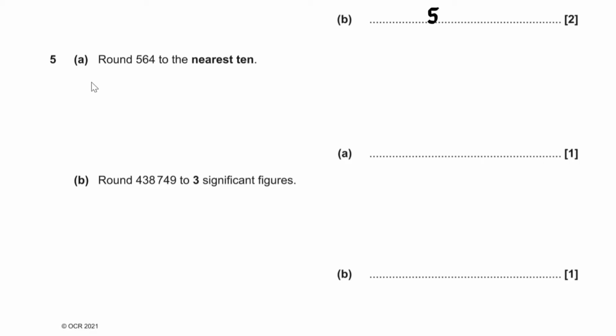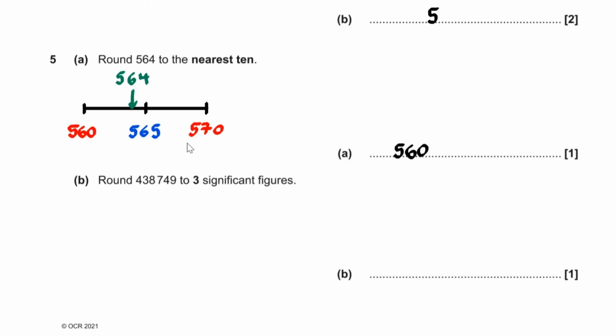Question number 5. For part A, we have to round 564 to the nearest 10. Here is a number line, and the 564 is less than 565, so we write down 560. So to the nearest 10, we have 560.